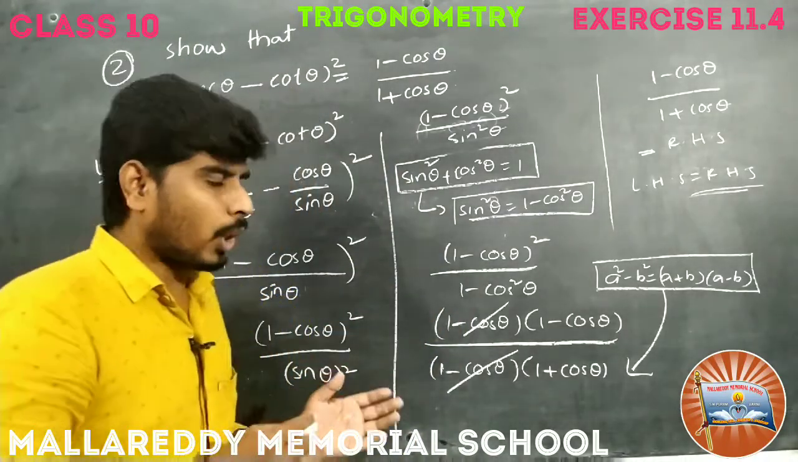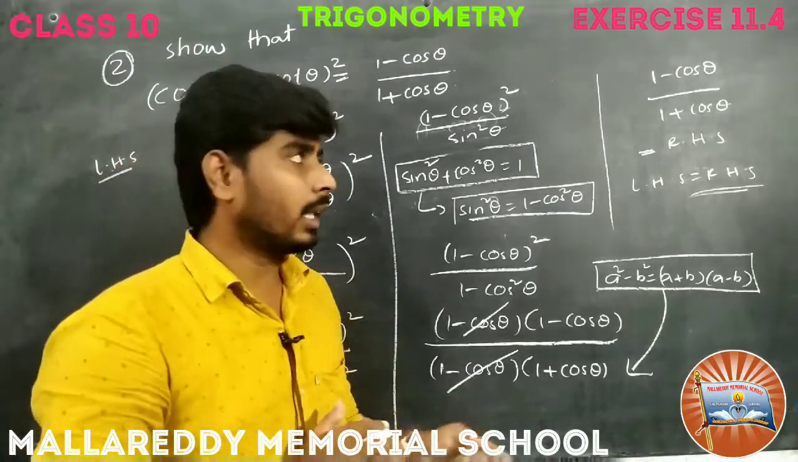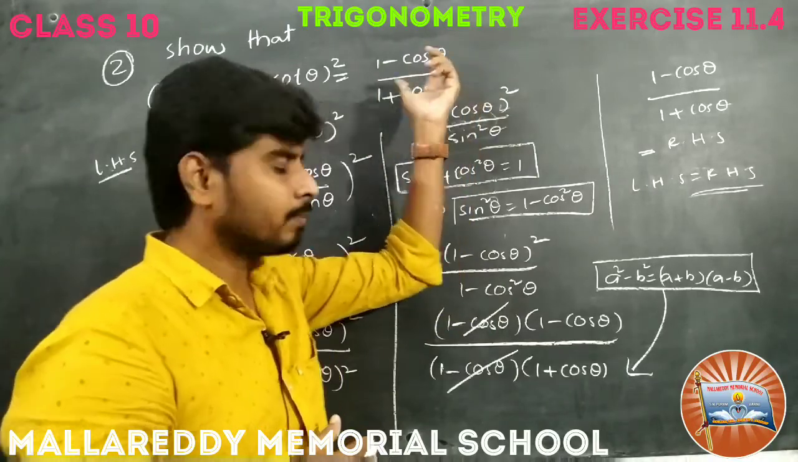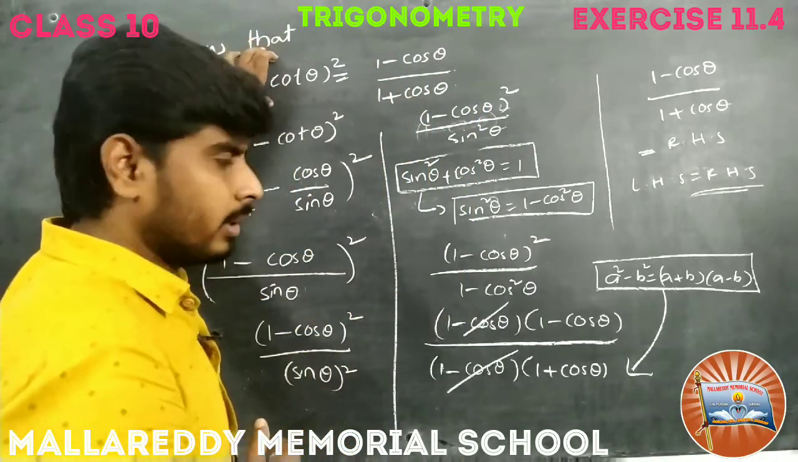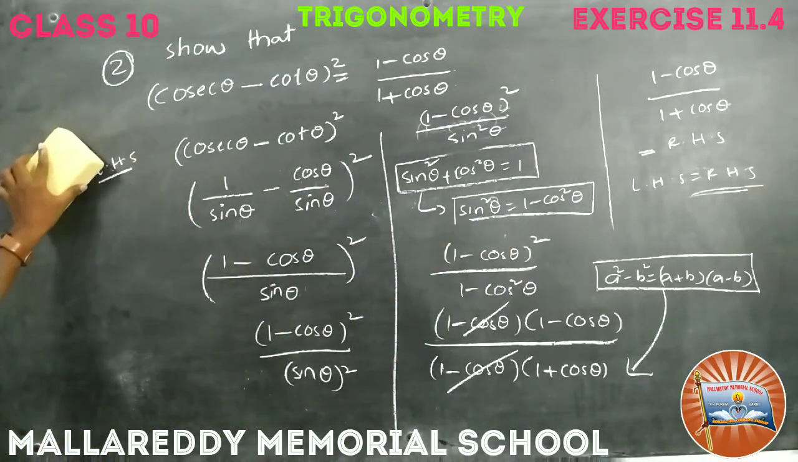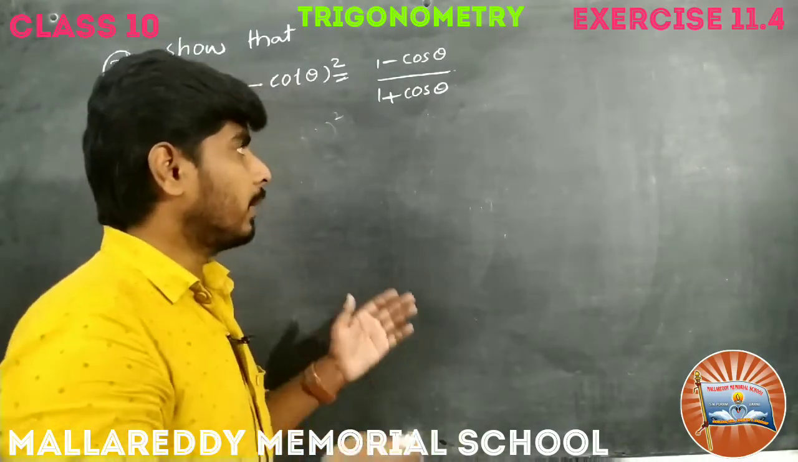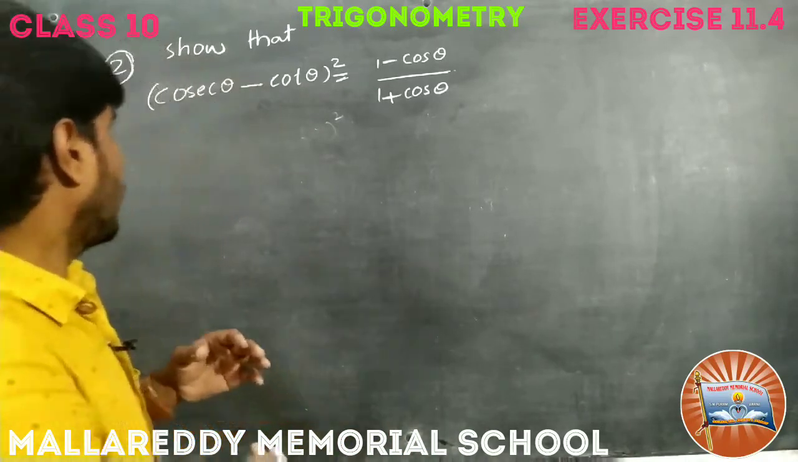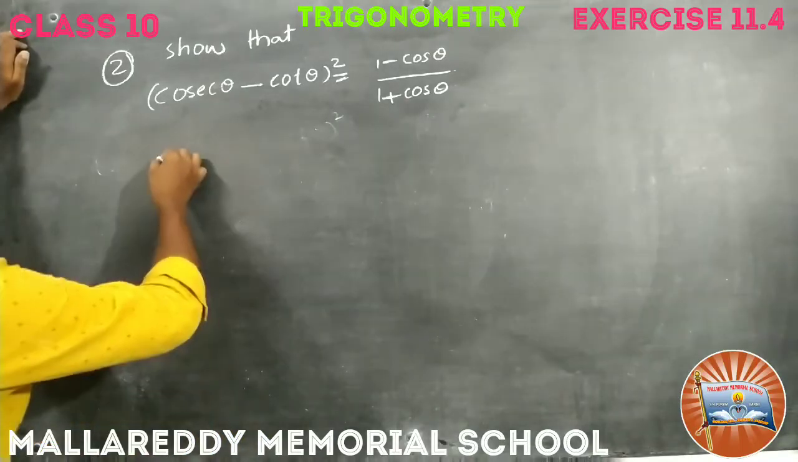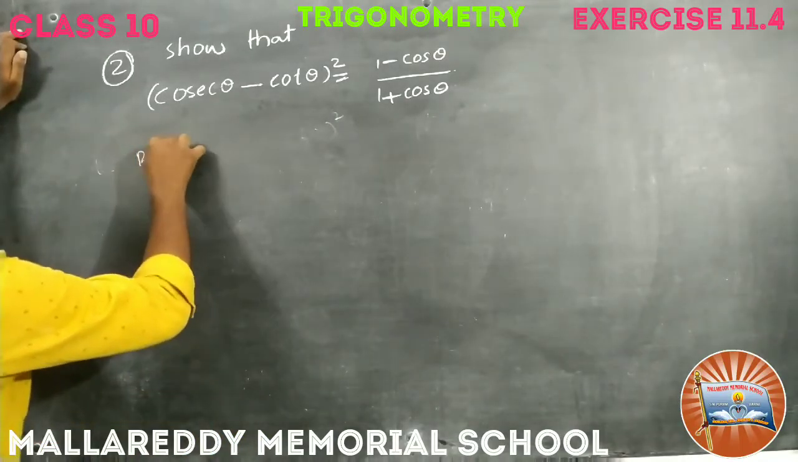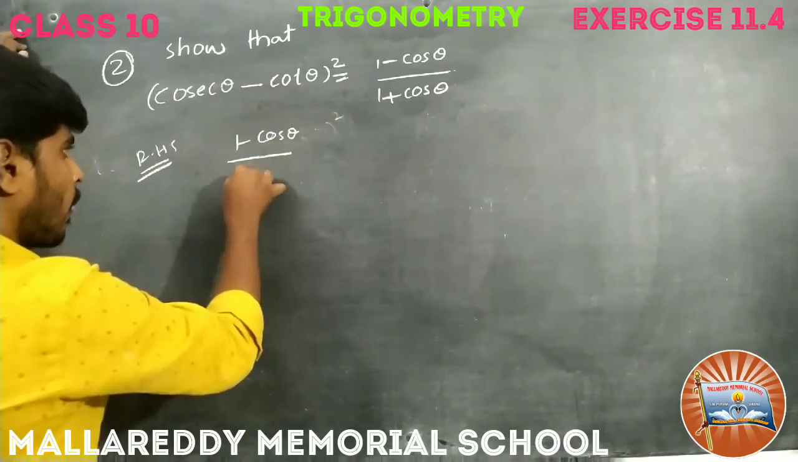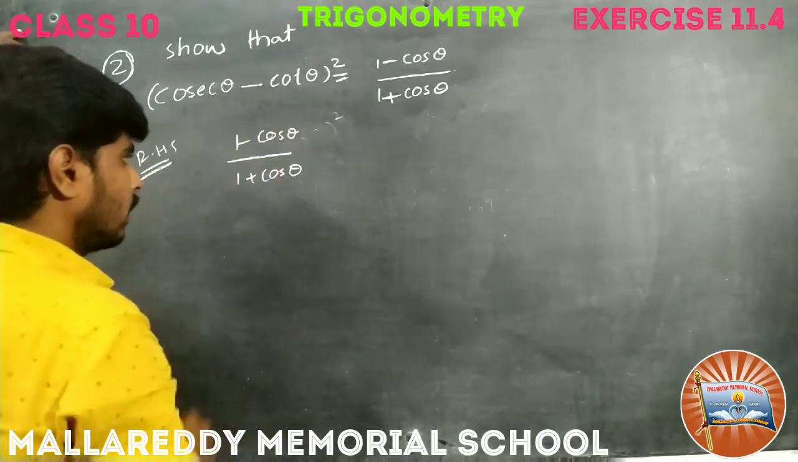Now this problem we can solve by taking RHS also. Okay, if you take RHS you will get the LHS value. Shall we try that? Yes. Now I am taking RHS and I will prove that LHS is equal to RHS here. Okay, right. So let us take RHS. What is that? (1 minus cos theta) by (1 plus cos theta).